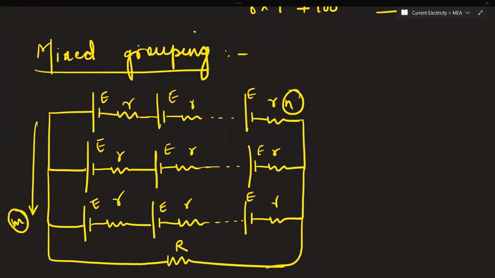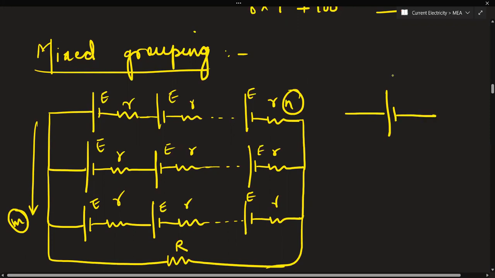In case of series combination, first solve it as a series combination. For series combination, what will be the equivalent EMF? This is E plus E plus E. So n number of identical cells are connected, so it will be nE. After solving this, here you will have nE and you will have R. Then you will solve this row also.